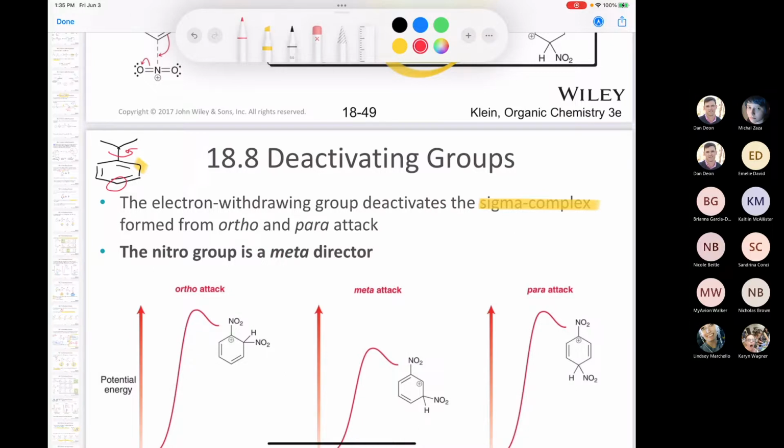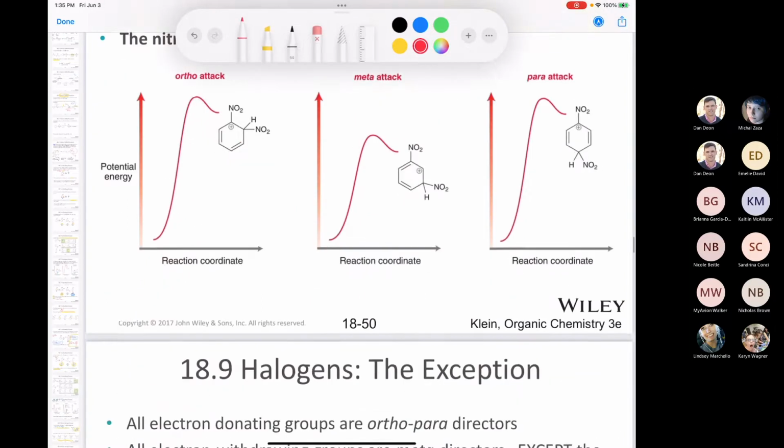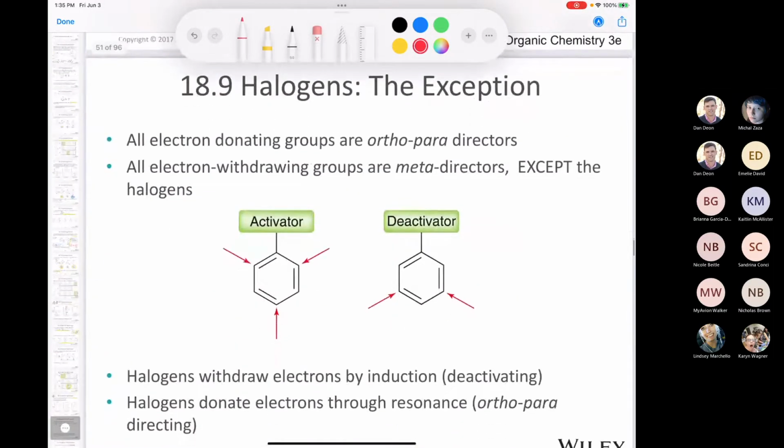Not every possible example on God's green earth, but we'll look at a specific example. Yeah, and it's very cool. Very, very cool chemistry. Okay, so here's the exception that we have to look at before we can summarize activating groups, deactivating groups. What's an ortho-para director? What's a meta-director? Well, there is an exception, and that is the halogens.